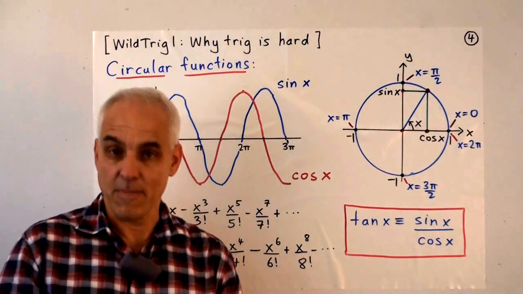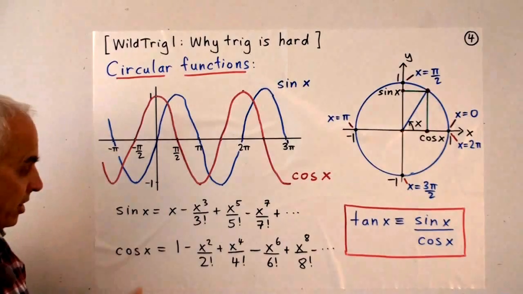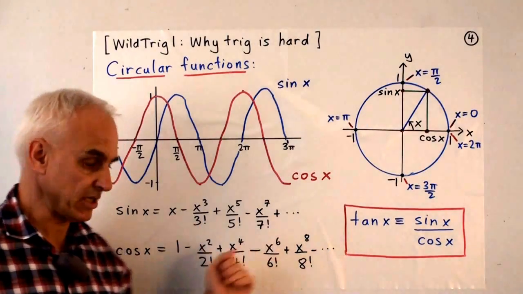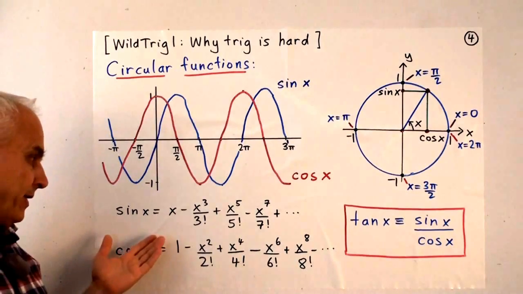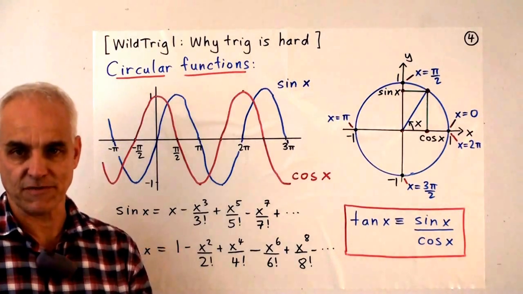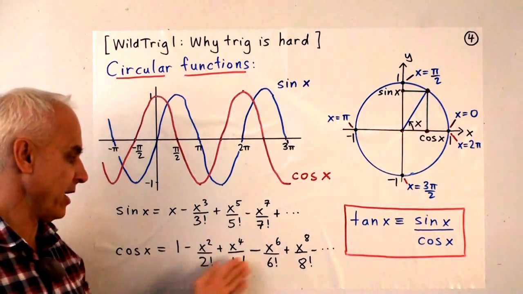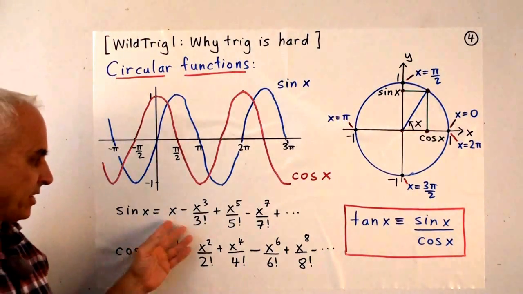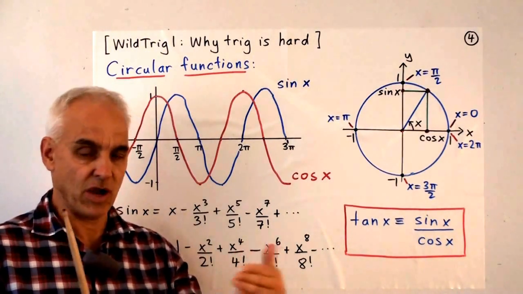There are other ways of thinking about the circular functions. In particular, there are what's called power series expansions for these functions. These are expansions that can be used to find approximate values for sine and cosine. These are the kinds of things the calculator uses. The series are actually infinite, but the calculator always just uses some finite truncation.